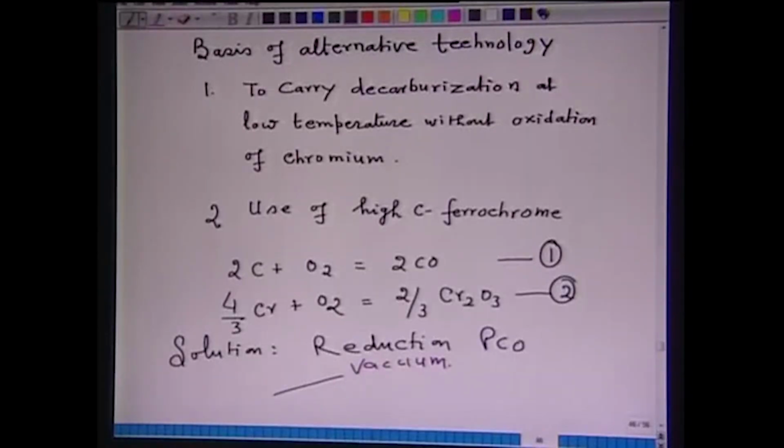How to reduce partial pressure of carbon monoxide? One way is to use vacuum, that is the vacuum oxygen decarburization process. It is very expensive to employ vacuum and carry out stainless steel making. However, for very special quality, this process is being adopted. Another way is that we use an argon plus oxygen mixture. Imagine I take a mixture of argon and oxygen instead of pure oxygen, then argon will act as a diluent and will decrease the partial pressure of carbon monoxide.